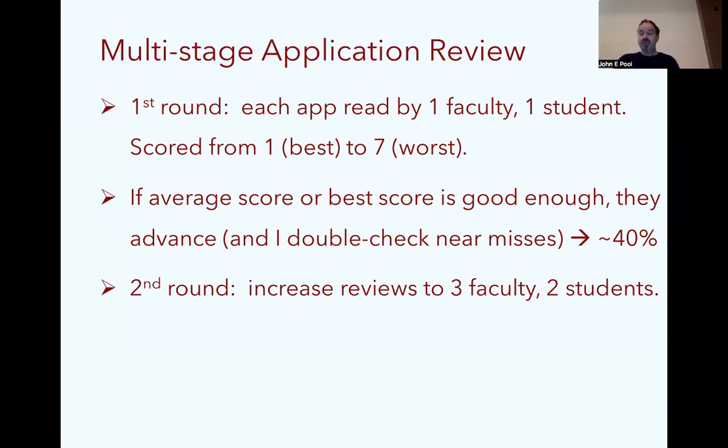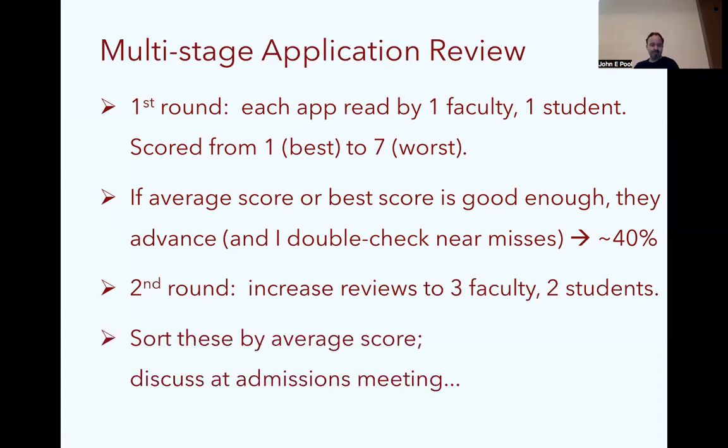And then for just the ones that advanced onward, they go to basically another 2 faculty and another 1 student, becoming 3 and 2 total. So they're now going to have 5 reviewers. And then we'll sort these by average score, just as an organizational thing for our admissions meeting. And then we will discuss them.